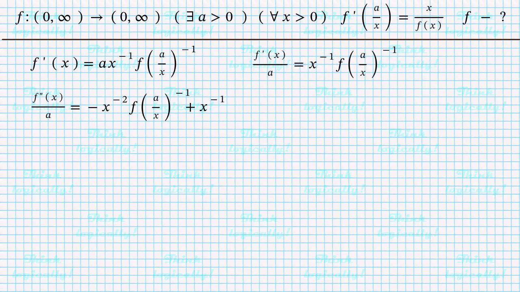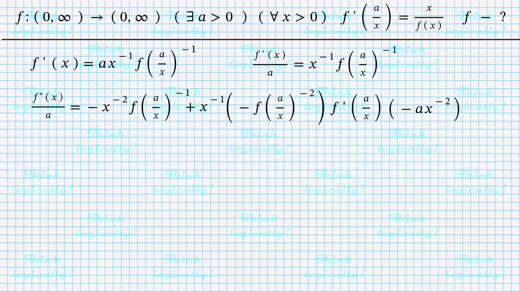Since the second factor is a complex function, we need to use the chain rule. First, we take the derivative of power -1 and get minus f of a over x to the power of -2. This has to be multiplied by the derivative of function f itself and the derivative of a over x, which is -a times x to the power of -2.